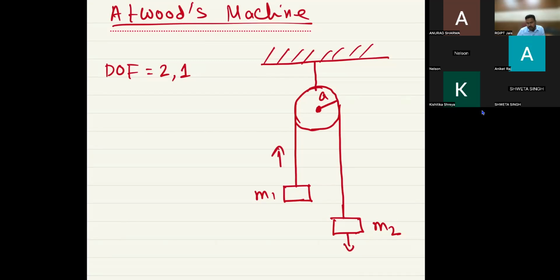Their motions are related to each other, so we have only one independent equation. Yes, these masses are connected, so their motion is not independent. In this case, the correct answer is that we have 1 degree of freedom. And what is the generalized coordinate then in this case? Sir, y.